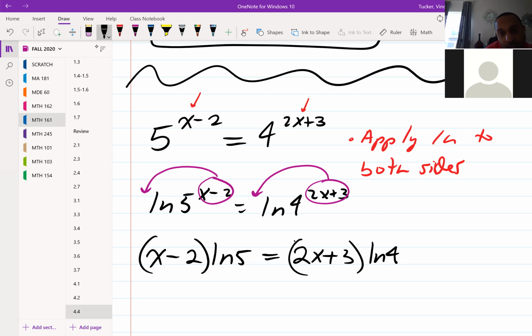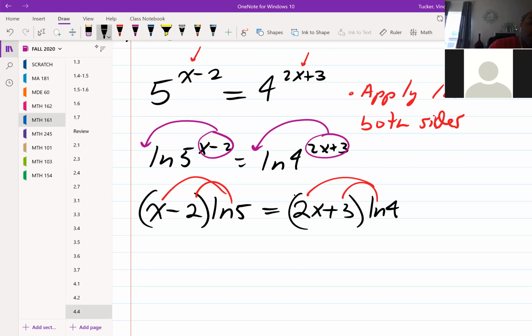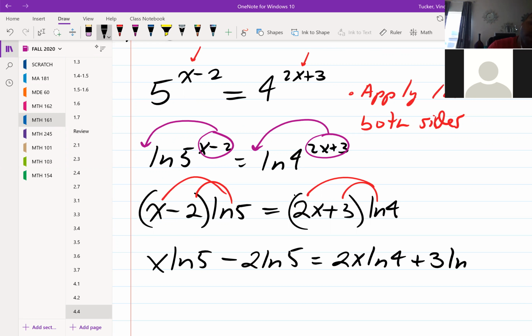Now the natural log of 5 and the natural log of 4 are actual numbers, so we can distribute into our parentheses. So I'm looking at x natural log of 5 minus 2 natural log of 5 equal to 2x natural log of 4 plus 3 natural log of 4.